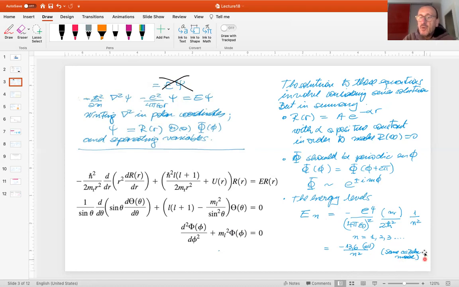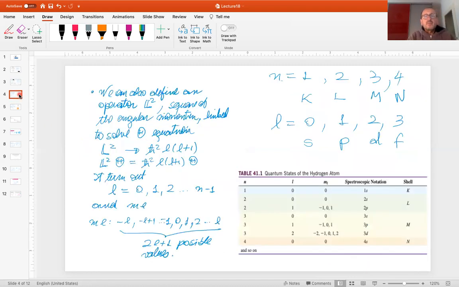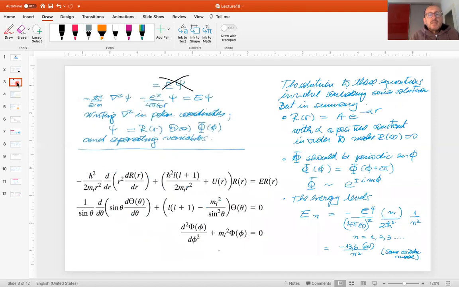So we have this expression, and when I replace all the constants, it gives you exactly the same expression for the energy as the Bohr model, as I told you before. We can define something like solving this equation. This equation here, I could actually express as a function of L squared.